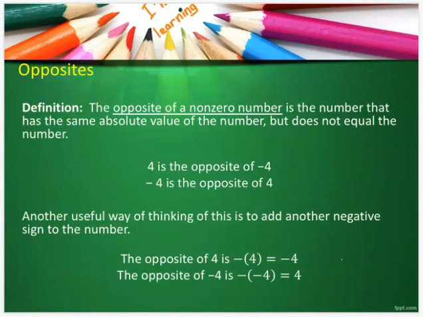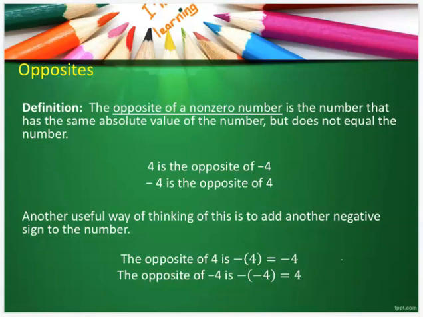So what are opposites? Here's the definition for you. The opposite of a non-zero number is the number that has the same absolute value of the number but does not equal the number. So 4 is the opposite of negative 4. Negative 4 is the opposite of 4.